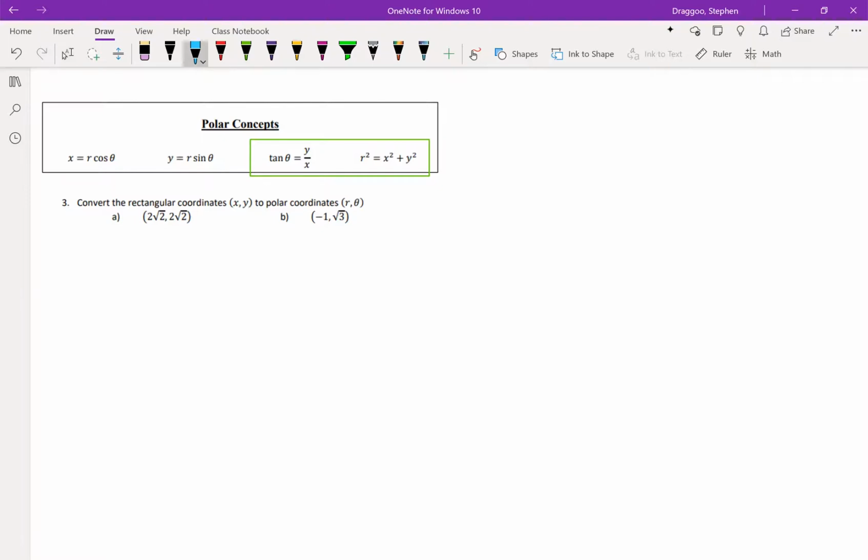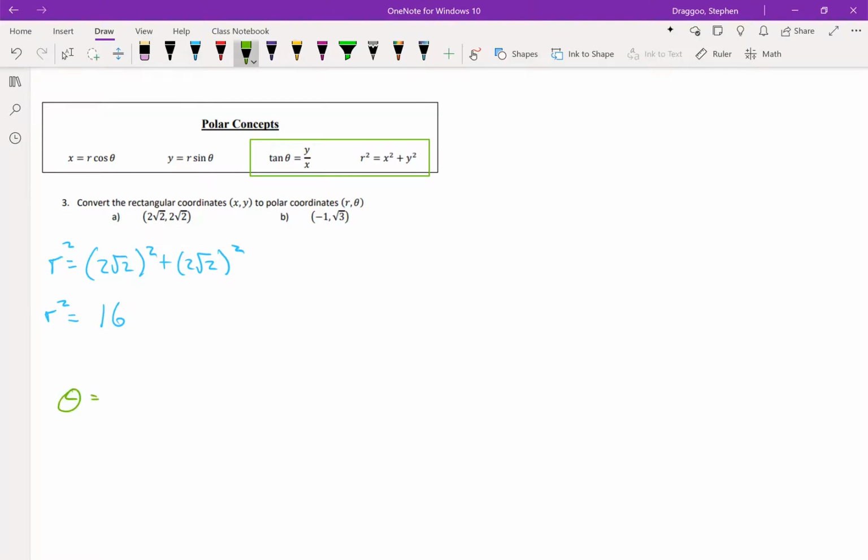So let's start by getting r. If r squared is going to be equal to x squared plus y squared, that means in this particular case that r squared is equal to 16. So that'll be 8 plus 8. We'll hold off for just a moment before we figure out exactly what r is going to be, and we'll take a look at theta.